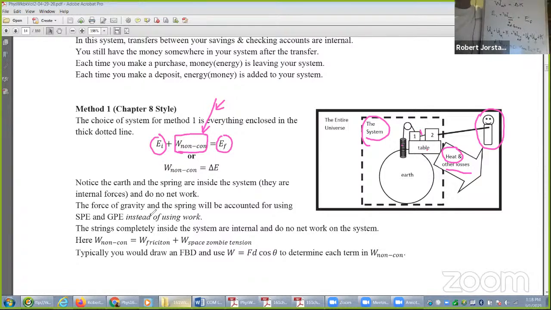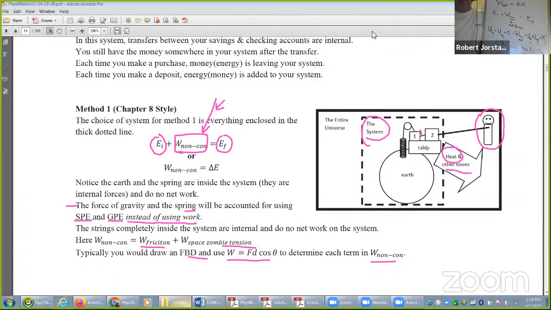So what do we typically do? The force of gravity and springs, we don't do work for those anymore. Instead of doing work, we're going to do spring potential energy and gravitational potential energy. That's U sub spring and U sub G. Now, if there are things like friction or space zombies, we could account for those doing the chapter 7 method. You draw an FBD, do this equation, and do what we just did in chapter 7.